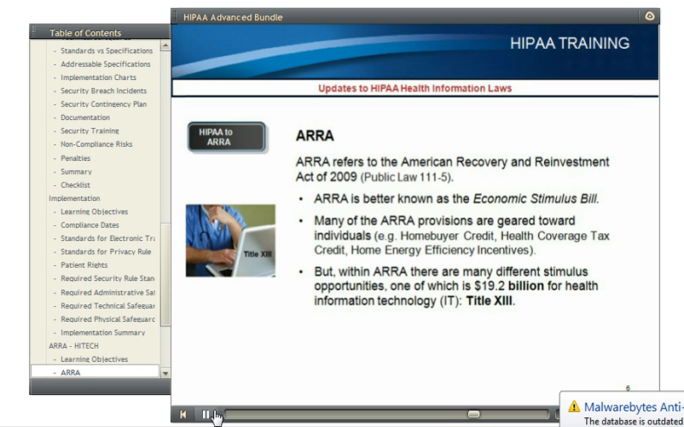ERA. ERA refers to the American Recovery and Reinvestment Act of 2009, Public Law 111-5. ERA is better known as the Economic Stimulus Bill. Many of the ERA provisions are geared toward individuals, e.g., homebuyer credit, health coverage tax credit, home energy efficiency incentives. But within ERA, there are many different stimulus opportunities, one of which is $19.2 billion for health information technology, IT, Title 13.